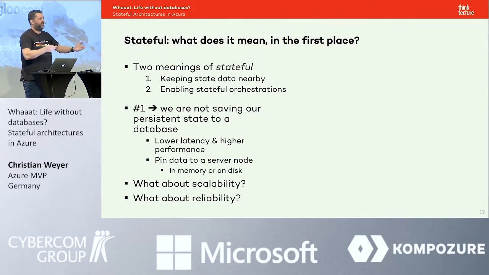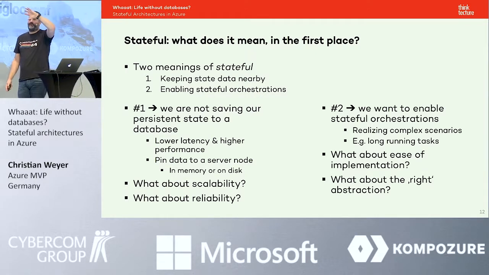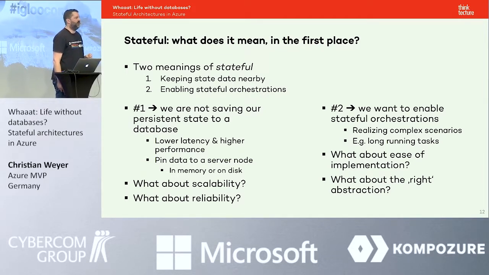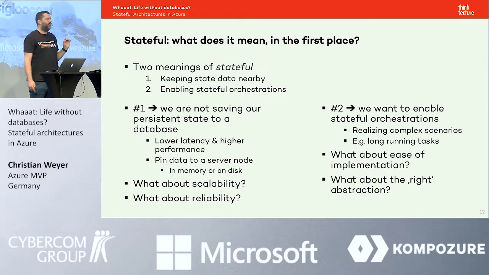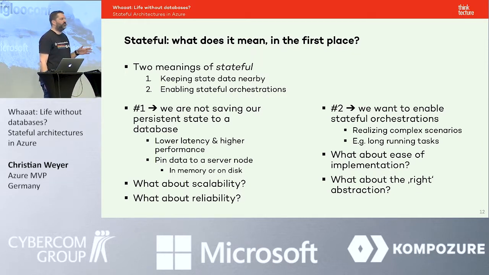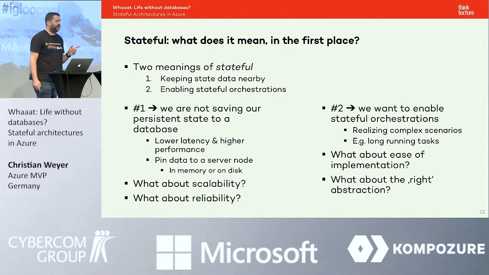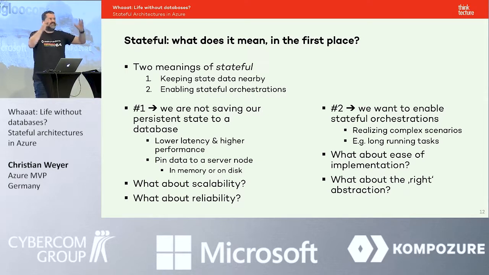solution for stateful architectures. Number 2 is a totally different thing, a totally different beast. Number 2 says we want to enable stateful orchestrations. That means we want to be able to realize more complex scenarios. And, for example, we want to have long-running tasks, maybe like long-running workflows where human beings are involved. Then again, questions are arising. So what about the ease of the implementation? So how can I actually implement this?